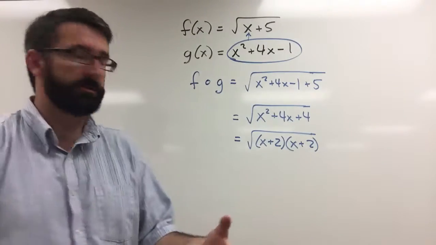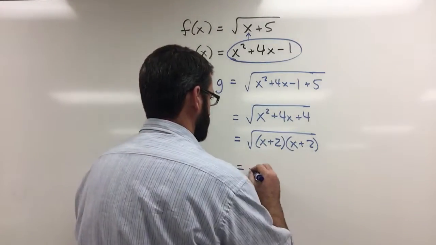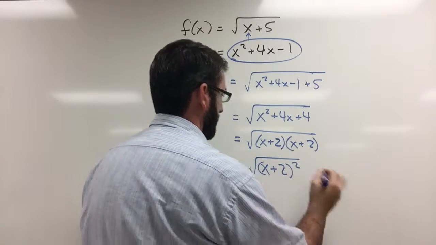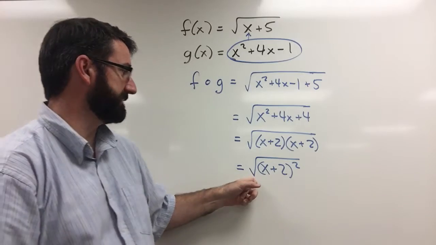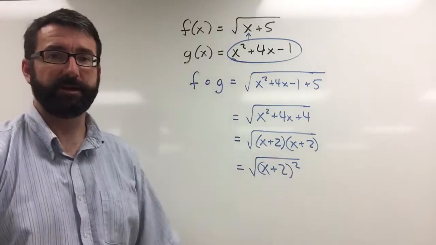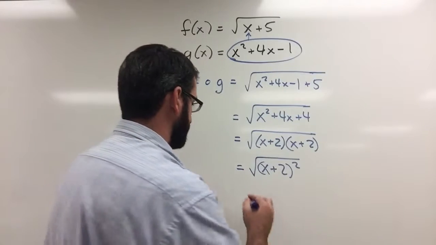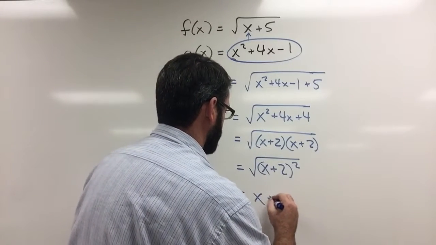Now, x plus 2 times x plus 2 is just another way of saying x plus 2 squared. And now you can see that this square root and this squared are going to cancel each other out. So this is just x plus 2.